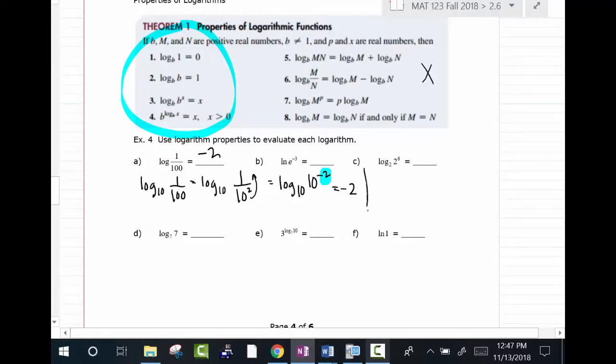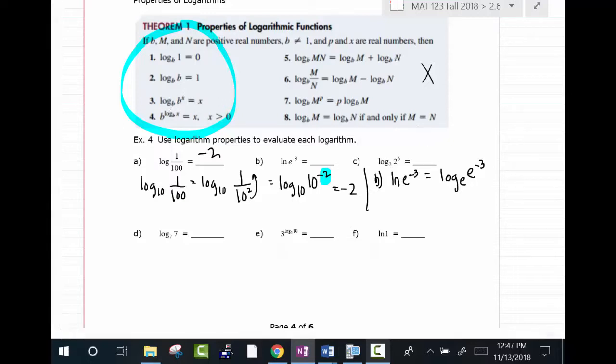The next one goes like this. You have ln e to the negative 3. What you want to write on your paper is that this is really log base e of e to the negative 3. Anytime I have ln, that stands for natural logarithm, so it's base e. With ln, you won't see the base e, you have to know it is. Do you know what the answer to this problem is? Just like the last problem, it's negative 3. So that's property 3, when you have log base b of b to the x.